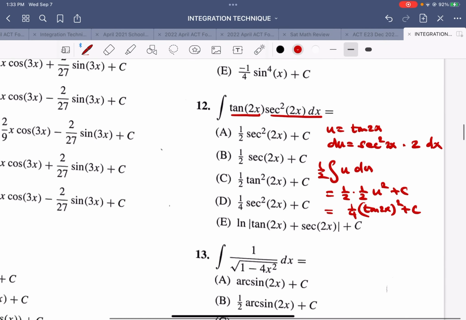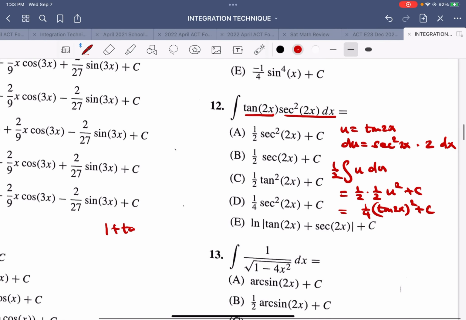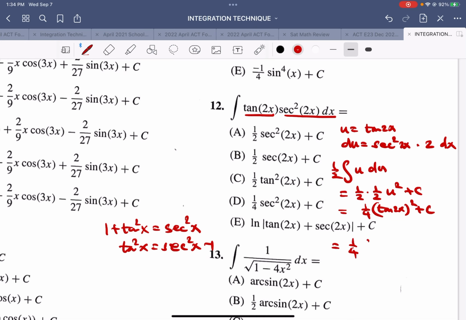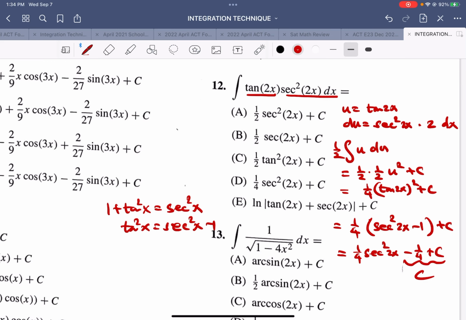Another identity we know: 1 plus tangent squared x equals secant squared x. So you can say tangent squared x is secant squared x minus 1. So 1 over 4 tangent squared x, I can say 1 over 4 times secant squared x minus 1, plus c. Then that is 1 over 4 secant squared x minus 1 over 4 plus c. But this one is a still unknown constant, so you can just say c.